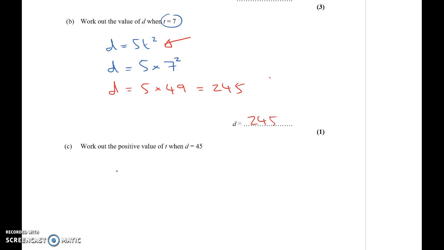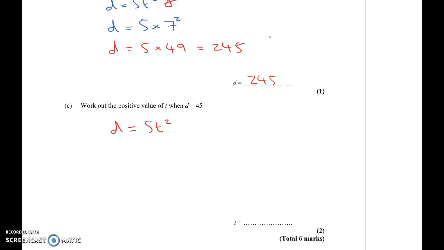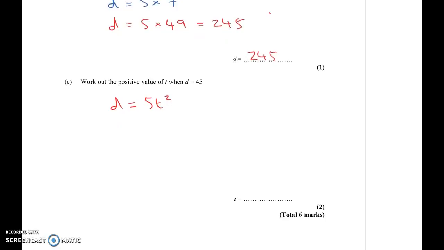Exact same equation. We want D equals 5t squared. We're going to substitute in the values that we know, which is D. So D goes in here. This time we don't know t. So this might be slightly worse, but should be fine. We've got 45 is equal to 5 times t squared. I'm thinking we divide the right hand side by 5 to leave t squared on its own. Dividing the left hand side by 5 gives us 45 over 5. That's equal to t squared.